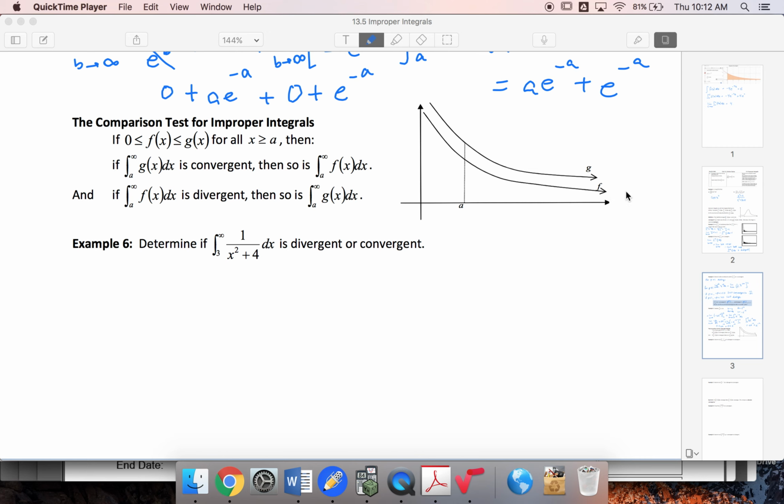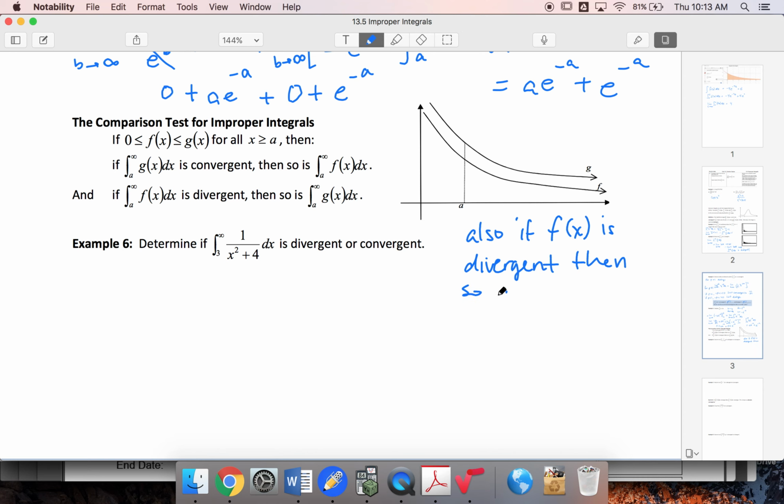So if g of x is a convergent function as x goes to infinity, if the limit converges, the area converges. If I find a smaller area, then for sure that will also converge. The converse of this is also true. So if g of x is greater than f of x and f of x diverges, so also if f of x is divergent, then so is g of x.